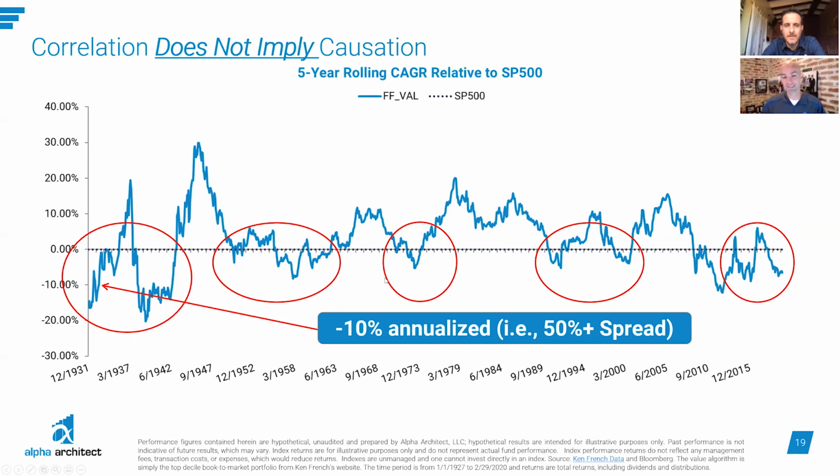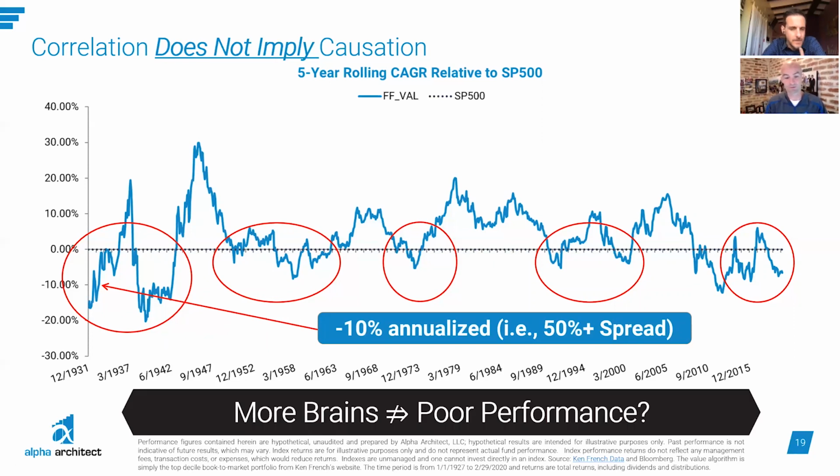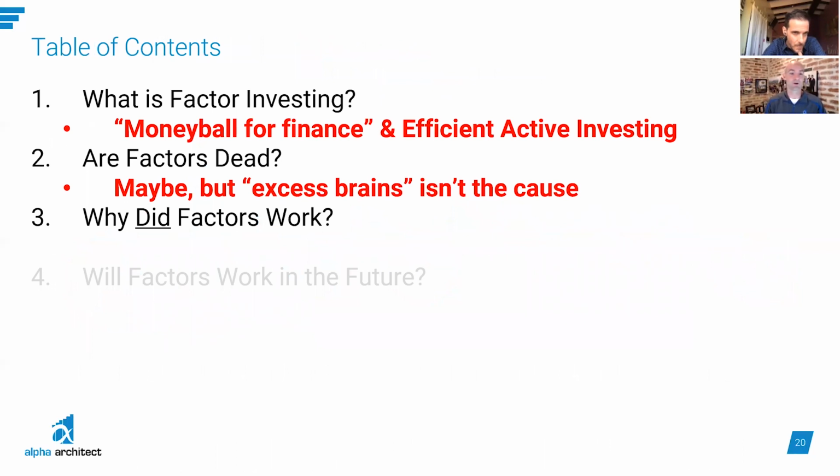And so clearly it's probably not brains and supercomputers that kill the value premium. There's probably something else going on here, and we want to understand what that might be. So long story short, more brains does not seem to imply poor performance. It does recently, but it hasn't historically over time. So are factors dead? Possibly, but it's certainly not the case that it's because of excess brains. It could be, but it's unlikely, because we'd have to explain why this has happened throughout history.